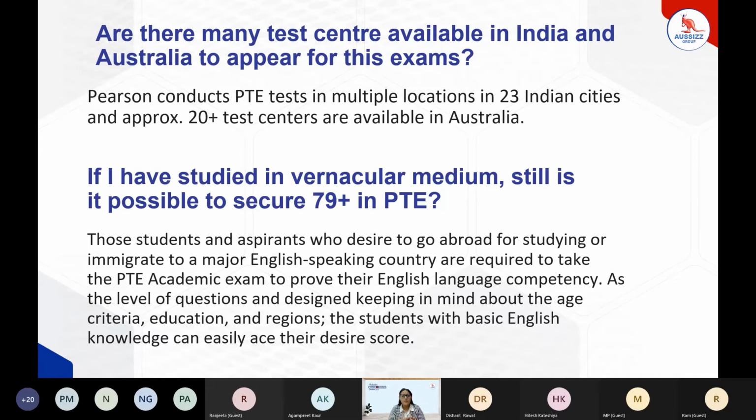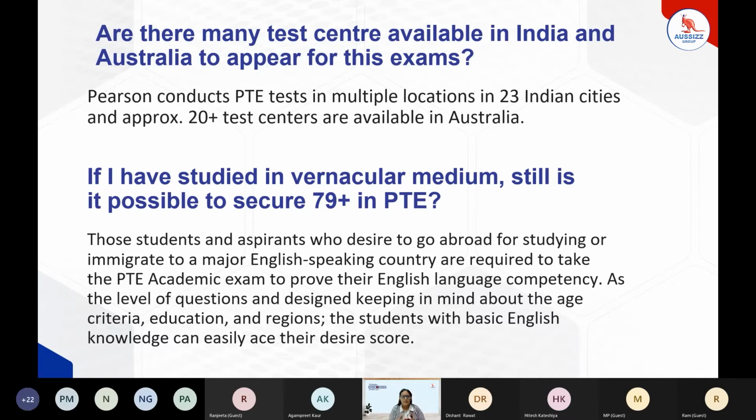If any student is not from a vernacular medium, as I said, the one who is not that fluent in the English language, still can they score 79 plus? This is also one of the questions usually asked by the students. So I would say that this particular exam is scored by the computer system, that is by AI. As the system is checking your answers, if you just try to understand its working, if you understand the task requirements of each and every task of the PTE exams, you can definitely cross 79 plus.